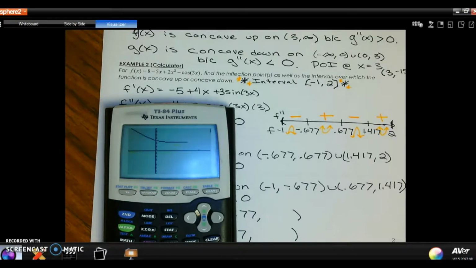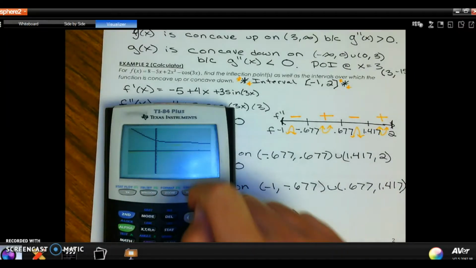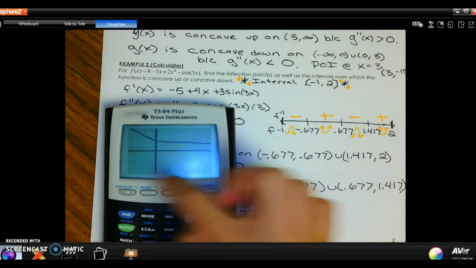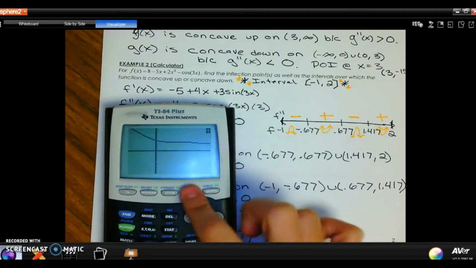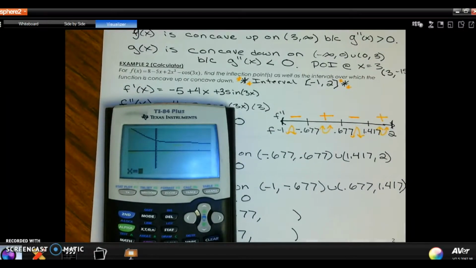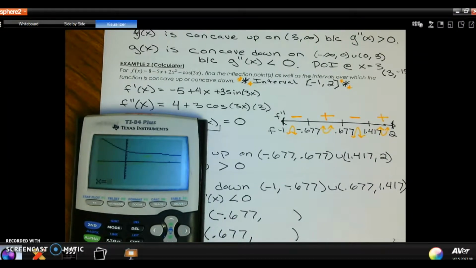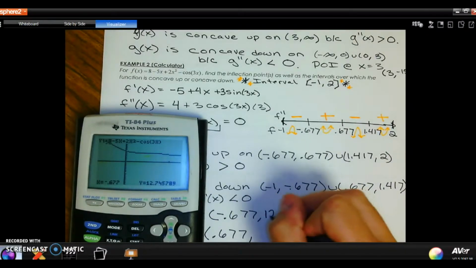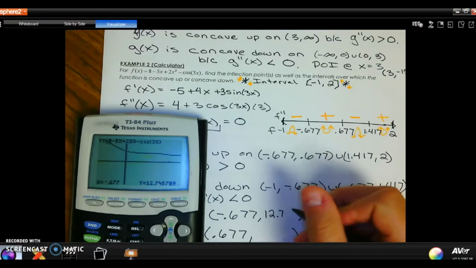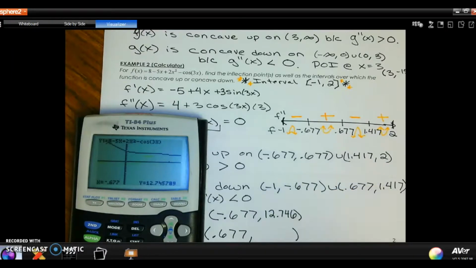And it's going to take a second. You can tell the concavity switching there. And then I'm going to do second, calc, and then choice 1 is value. Now, I should be careful here because technically I'm using this rounded answer. I should be using my whole decimal. But let's see, negative 0.677. So if I do that, I get 12.746. So I record that one there.